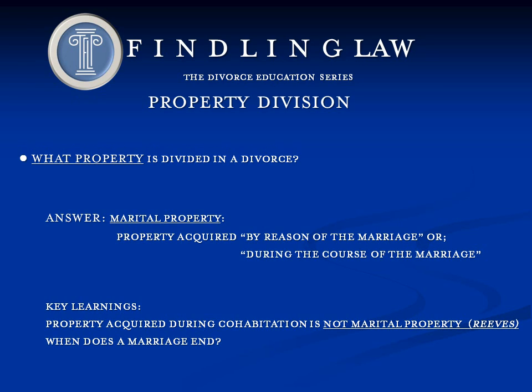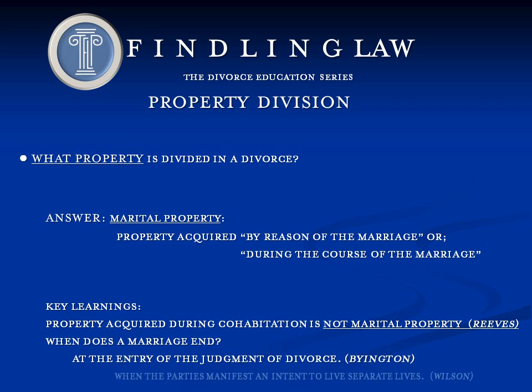Another key variable that courts often struggle with, and lawyers like to struggle with, is when a marriage actually ends. In other words, does it end when you separated or did it end when you actually get divorced? The majority view under Byington versus Byington is that at the entry of the judgment of divorce, that's when your marriage ends. Now, under many instances, though, it's when you separate. Now, the legal term is when you manifest an intent to live separate lives. That's fancy legalese for saying when you separate. Now, that's the Wilson rule.